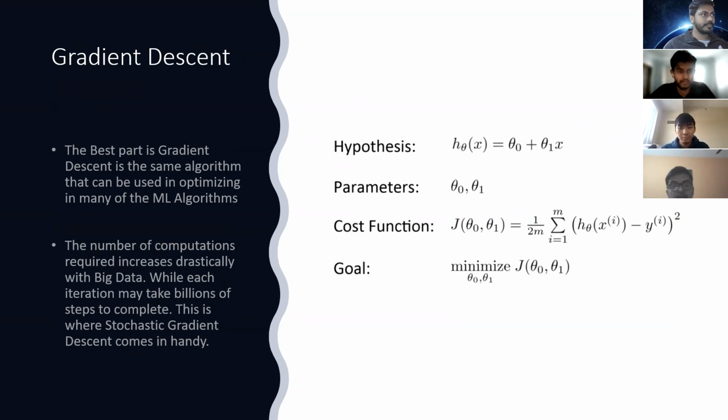The best part about gradient descent is that the same algorithm can be used in multiple AI ML algorithms, such as regression, classification, clustering. The only downside about gradient descent is that it doesn't work well with big data. As you increase the number of features and the size of the data set, it becomes harder to compute the algorithm.